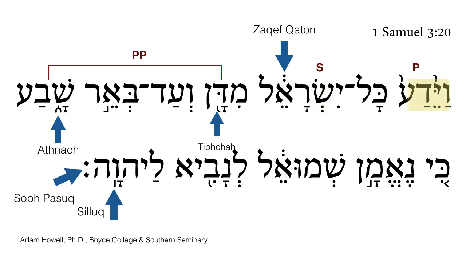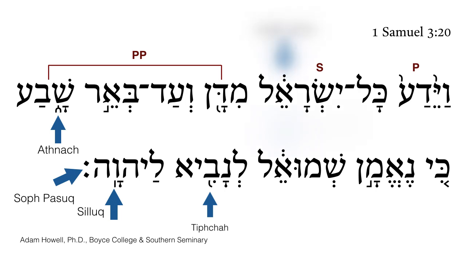And all Israel knew from Dan and until Beersheba. Next, the Saluk segment. In that segment, we find the near subordinate, which again is the tifka. So let's move this guy down. And then the far subordinate, the zakef katon. And there it is in the Saluk segment.